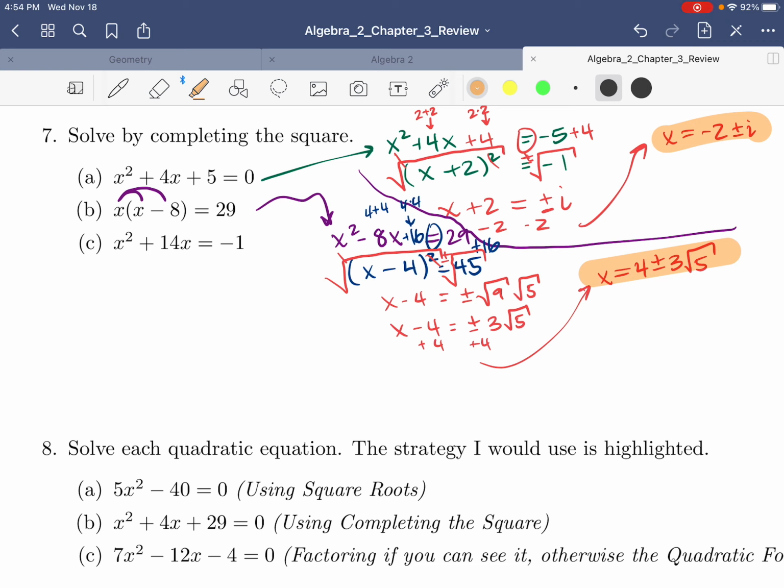All right, last question, question C for problem 7. This one here, it's pretty close to B, it's actually skipped a step for us. We don't have to move the 1 to the other side, so we're just going to keep it like that. So what we're going to do now is we're going to find the right number. This number here is 7 plus 7, which means the number we want is 7 times 7. In other words, we want to add 49 to both sides, which means we're going to add it to the left and to the right side.